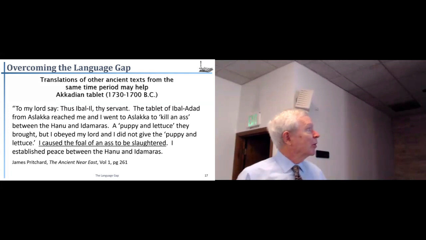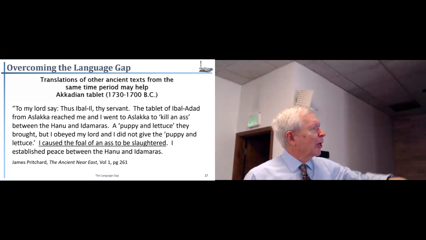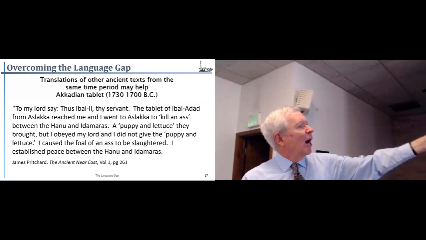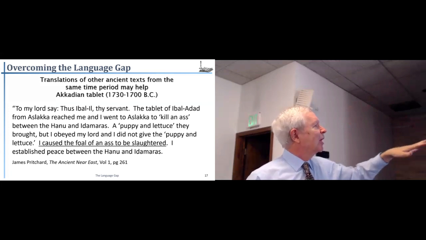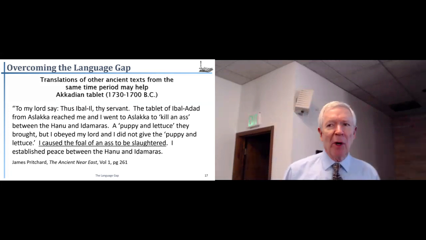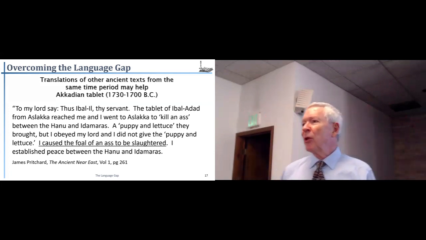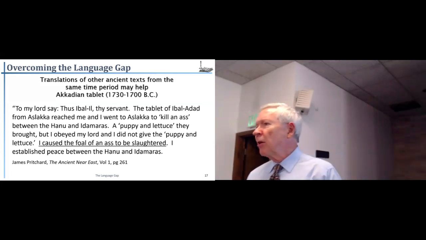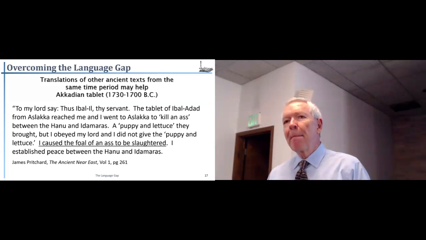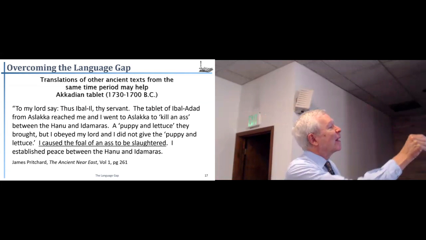And here's what he wrote. To my Lord, say, your servant, I'm not even going to try to pronounce the name, the tablet of Ibel Adad from Alasklap reached me, and I went to him to kill an ass between the Hanu and the Itamaras. Okay, so those are the two people that are trying to make peace. And he said, I went to them to kill an ass, the donkey there that was going to be the sacrificial victim. Covenant victim. Sound familiar?